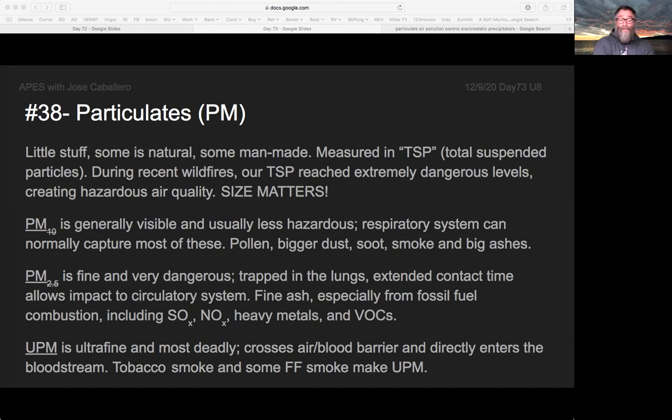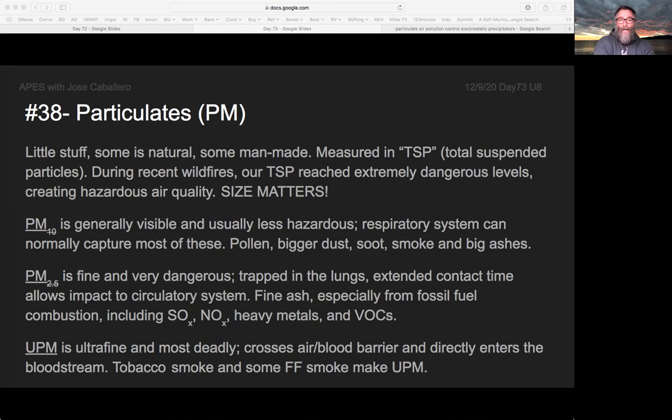It's important to know that particulates are natural and they're common in our environment. But humans make more of them by burning stuff. We also make more by driving on dirt roads and causing exposed topsoil.